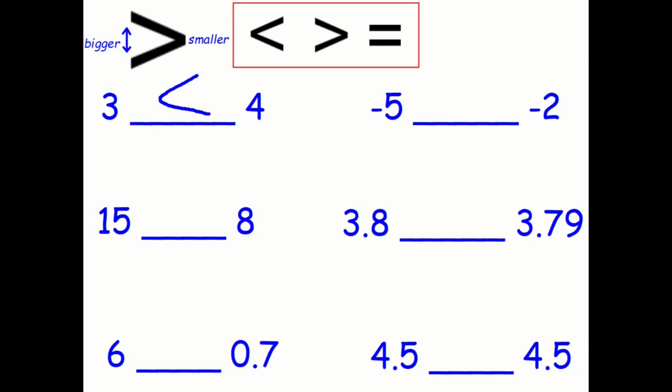Minus 5 and minus 2, well, minus 2 is the bigger number. 15 and 8, 15 is the bigger number. 3.8 and 3.79, well, 3.8 is the bigger number. 6 and 0.7, 6 is the bigger number. 4.5 and 4.5, well, they are equal, so we would put the equal sign.